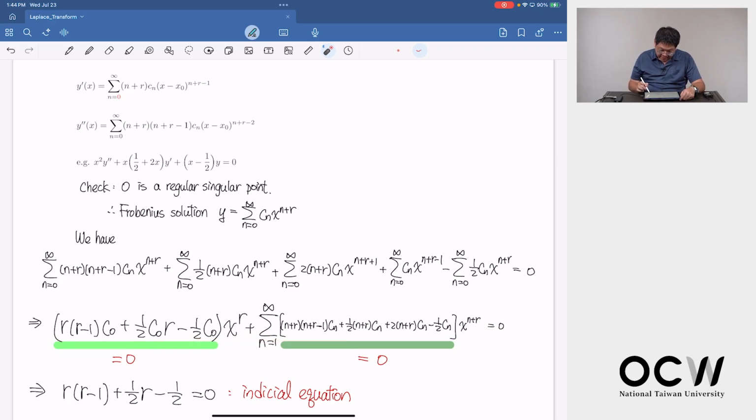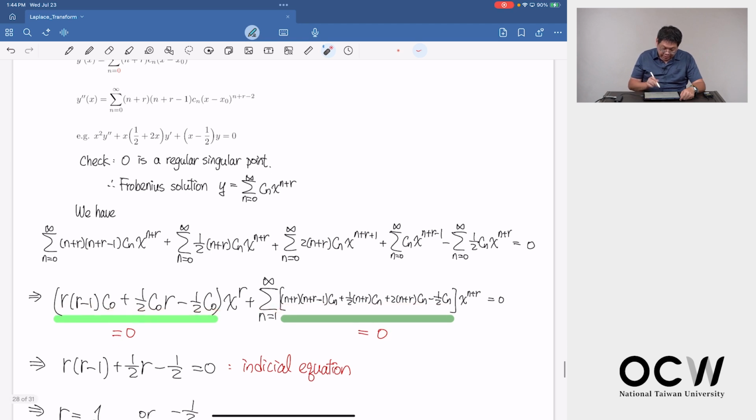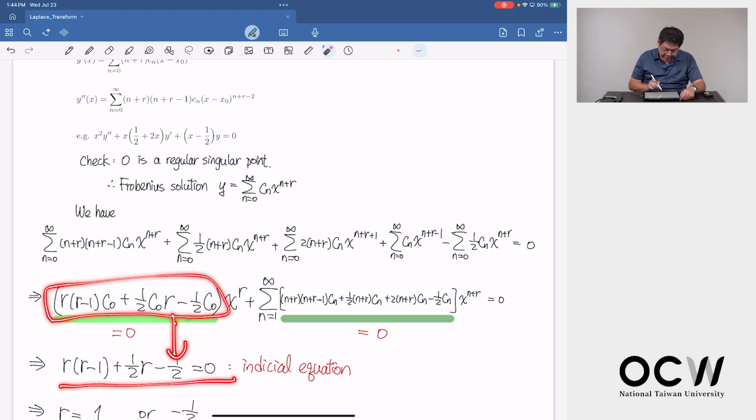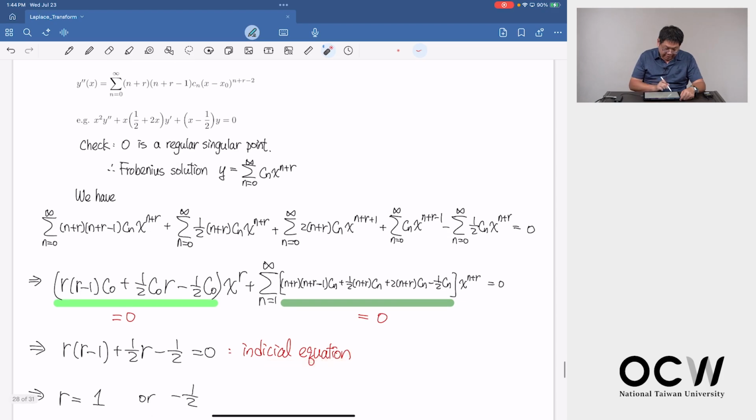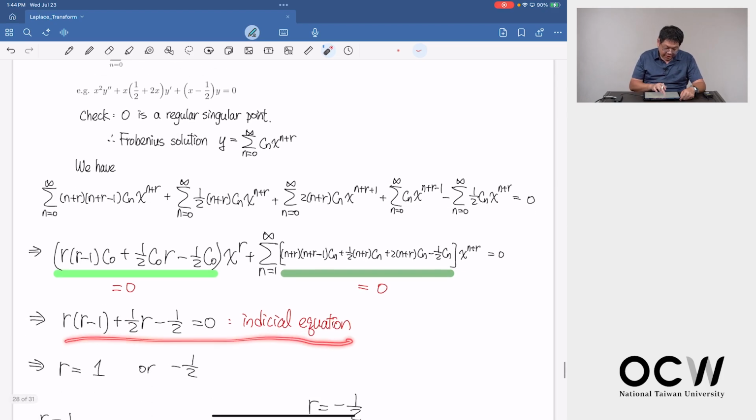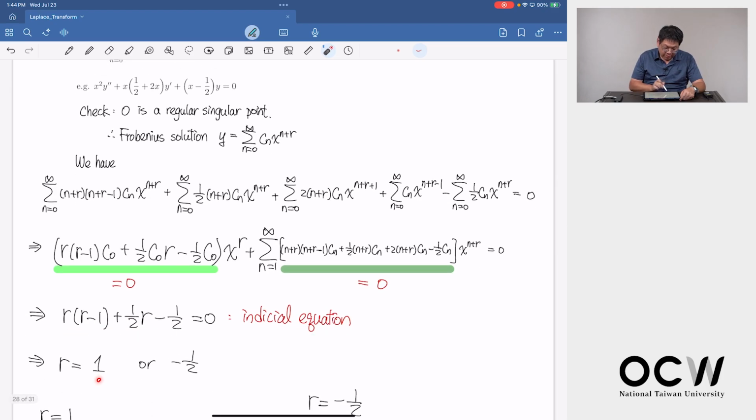one way is their coefficient should be 0 and this coefficient should be 0. So first, let's check this coefficient. This coefficient should be 0, and this equation is called the indicial equation. From this indicial equation, we can get r is either 1 or minus 1/2.